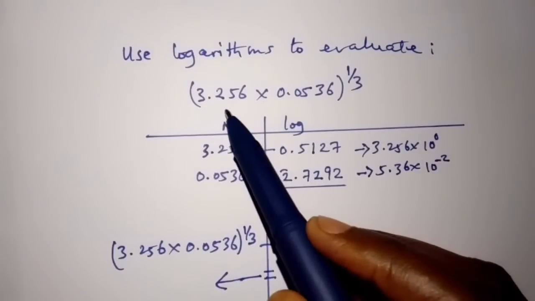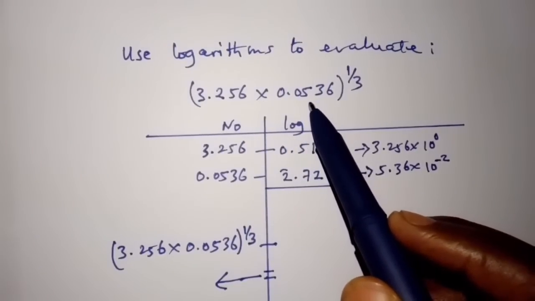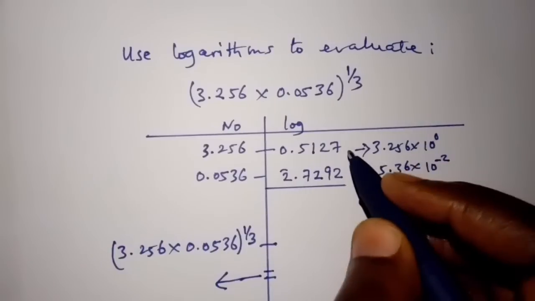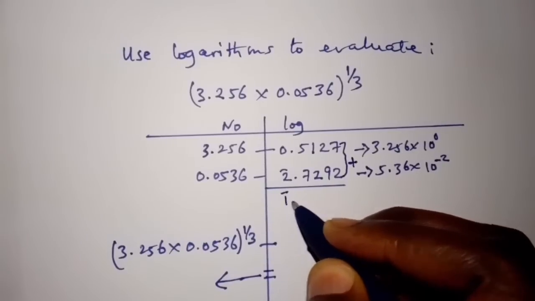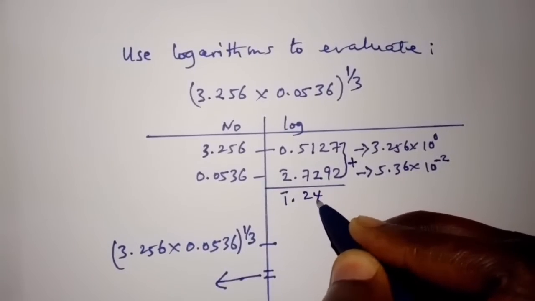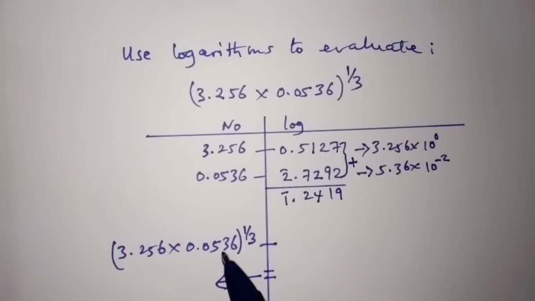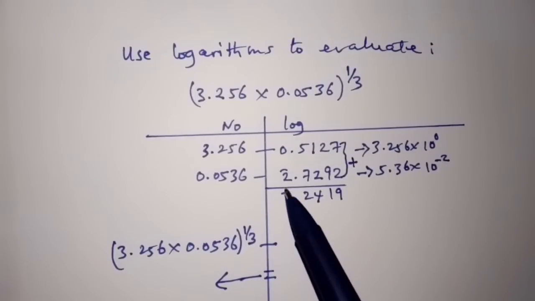And because now this is 3.256 times 0.0536, we multiply them together, and in log form we add. So when we add, we end up with bar 1.2419. Then now this is 3.256 times 0.0536 raised to the power of 1 over 3. So we raise this one to the power of 1 over 3.